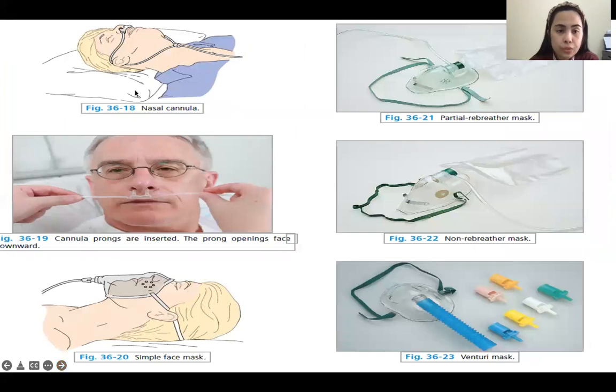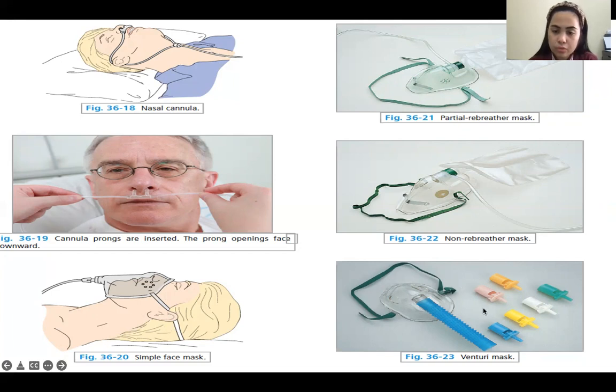Okay, so you will see here there is a nasal cannula. Then you also have the partial rebreather mask. The partial rebreather mask is this one with the bag. You have the non-rebreather mask. You have the simple face mask. If you notice, the simple face mask has no bag. And you have the Venturi Mask.